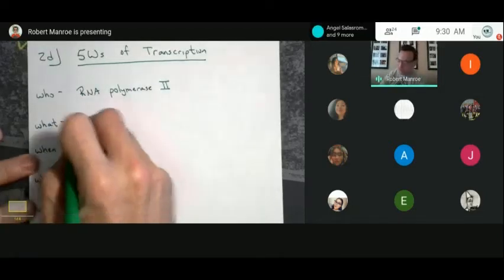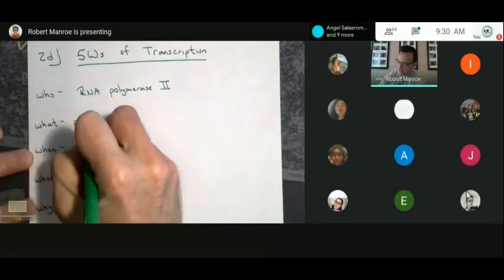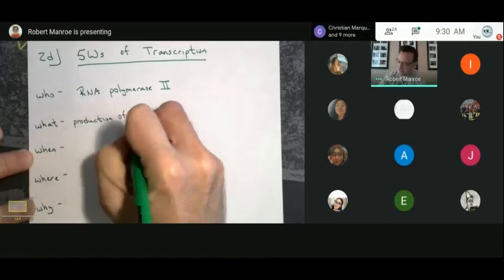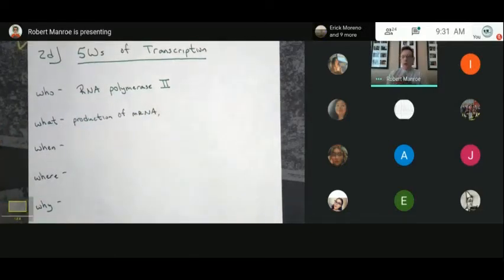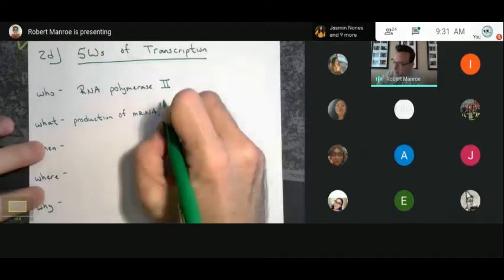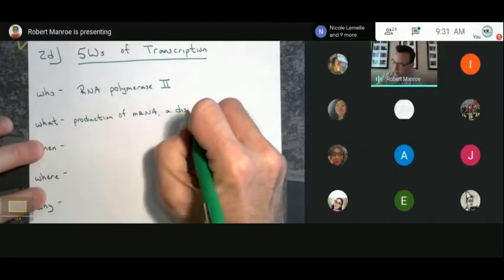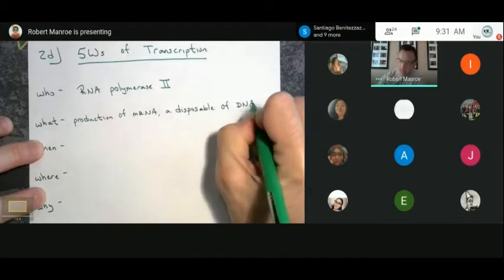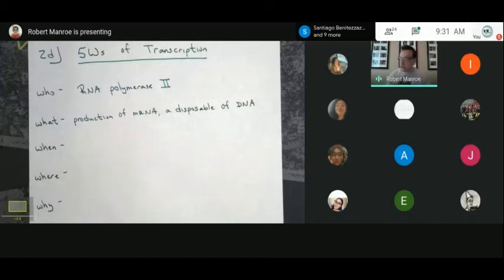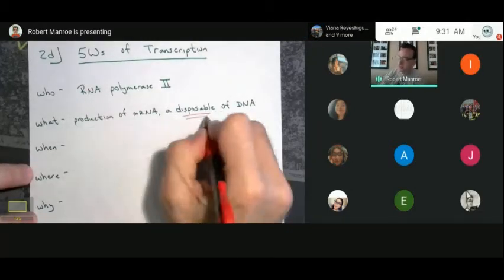So what's the whole point? This is the production of messenger RNA, okay? Now, all too often, students will say, why? Why have the messenger RNA as a go-between? Why not just have the ribosome directly read the DNA, okay? Why have the go-between? Very important, because this is a disposable copy of DNA. Okay, that is what makes messenger RNA so useful.